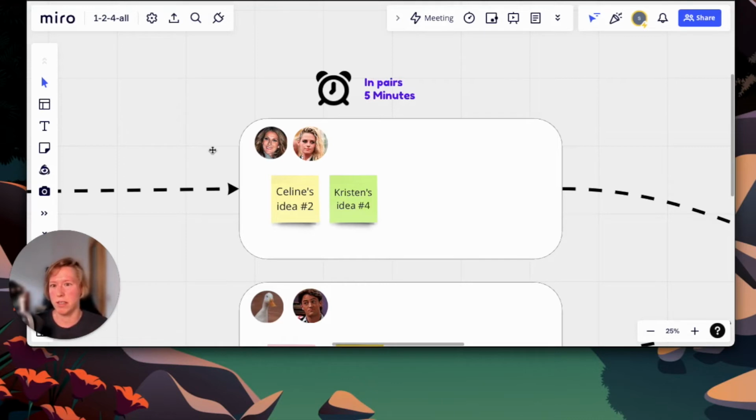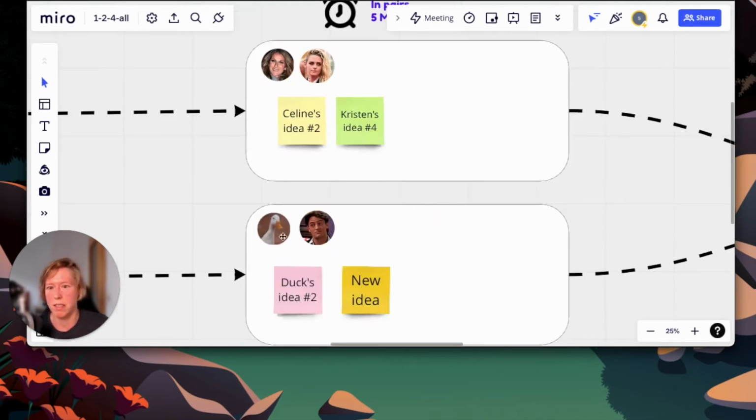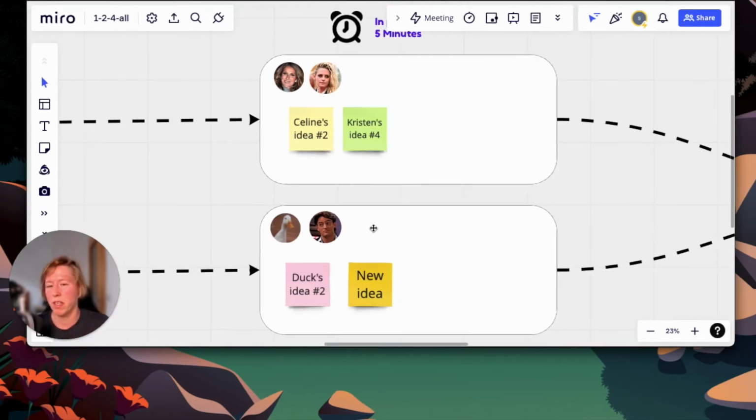So, for instance, in this example, I told them, please present your ideas to each other and agree on maximum 2 ideas that you like best to move forward with. So it could look like this. Celine and Kristen agreed on one idea that Celine came up with and one idea that Kristen came up with. They could also combine their ideas or come up with completely new ideas like Chandler and the Duck did. So limit the amount of ideas that they agree on in this phase already.